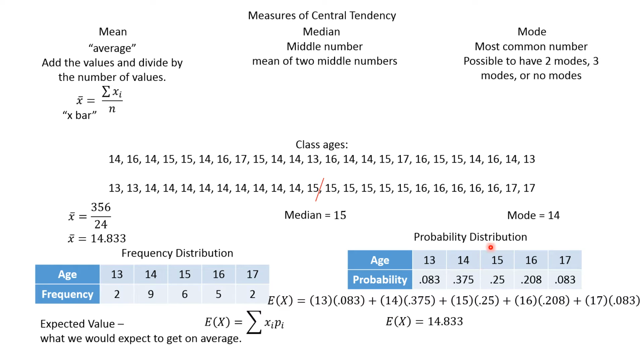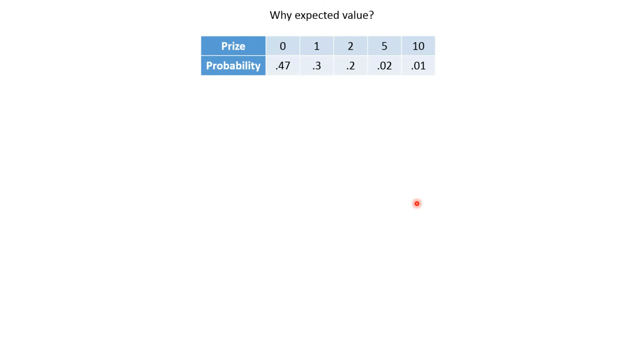So why would we find the expected value of this? We probably wouldn't. We would have found the mean because we have this raw data. However, what if we had a carnival game or card games where we don't have a finite number of data points so much? We just have overall probabilities.